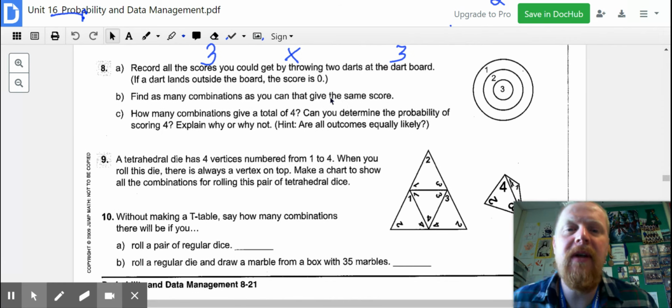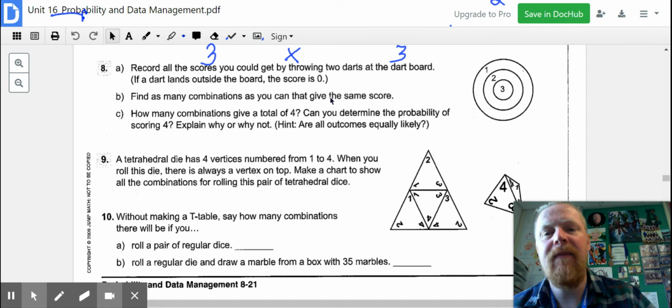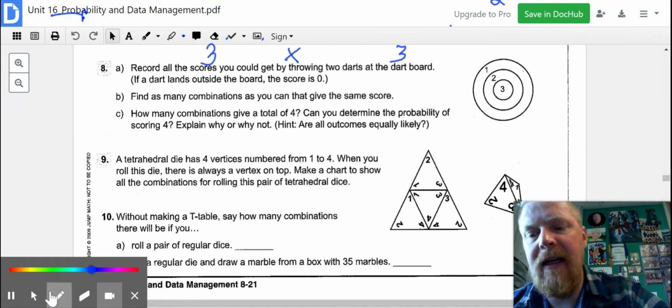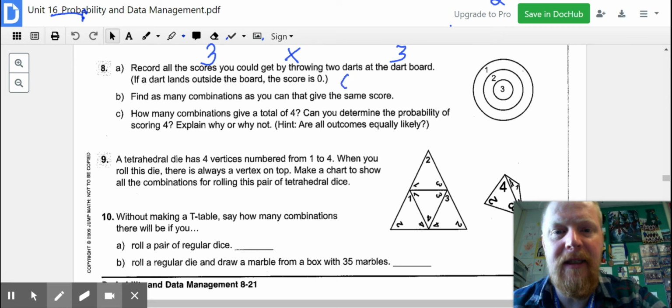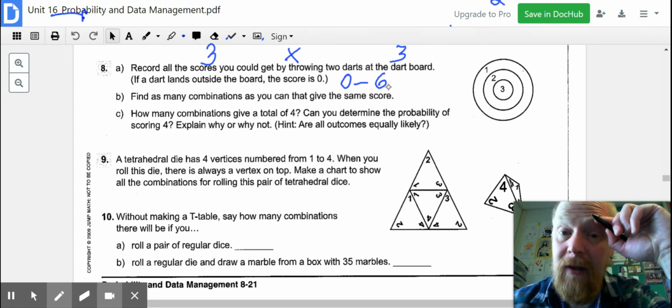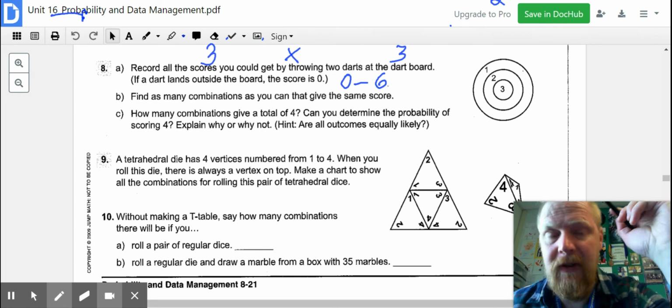Record all the scores you could get by throwing 2 darts at the dart board. If a dart lands outside the board, the score is 0. Okay, well, let's see. If I had 2 darts, okay, I could get 0 and 0, that'd be 0. And the maximum score I could get would be 6, right? Because if I got 2 3s, that would be it. So those are all the different scores. I could get 0 to 6.